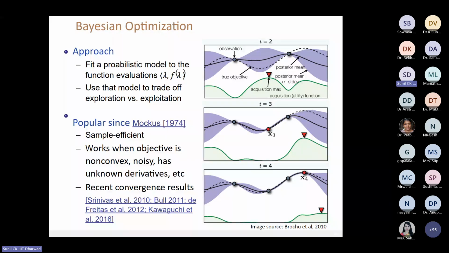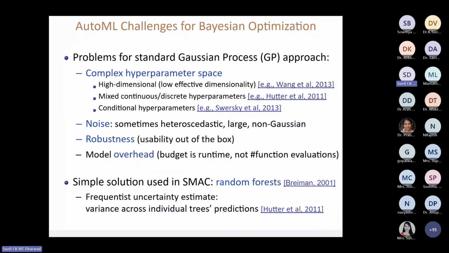Recent convergence results depend on observations. Mainly we will be working with the acquisition functions. What it does, and the problems for the standard Gaussian process approach, with respect to Bayesian optimization, the challenges associated with Bayesian optimizations.